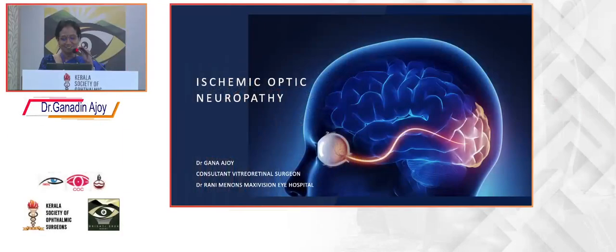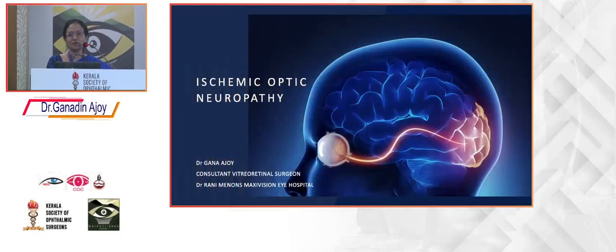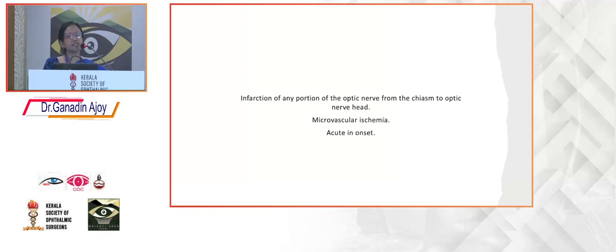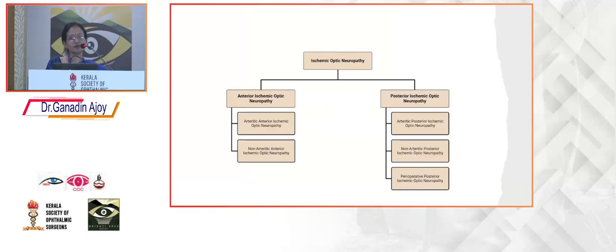Good afternoon. So my talk today is ischemic optic neuropathy, and I'll jump right into it. Ischemic optic neuropathy is infarction of any portion of the optic nerve from the chiasma to the optic nerve head, and it is a microvascular ischemia, and it is acute in onset. It can either be anterior or posterior, and how do you distinguish that? The presence of disc edema points to it being an anterior one.